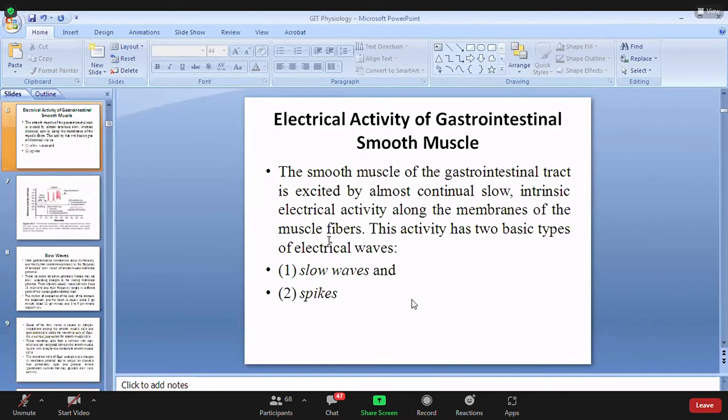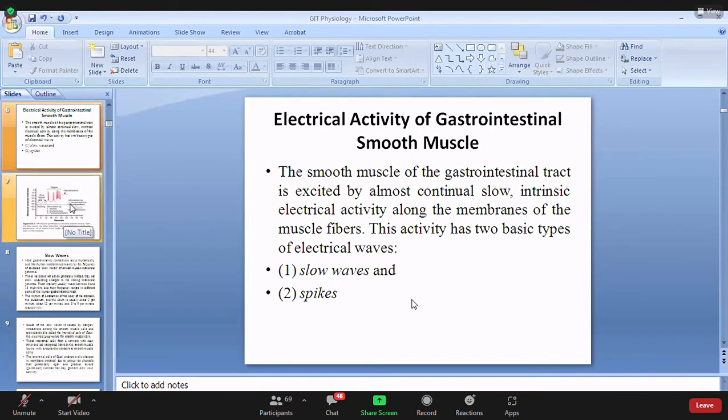Clear? And you have already gone through the electrical activity of the GI tract. That is the basic electrical rhythm. Do you have any idea regarding basic electrical rhythm? Just let me know. Yes ma'am. What is it? There are two types of actually basic electrical rhythm. When we want to explain, we explain it by two ways. One is slow wave, arekta hocche ki spike.